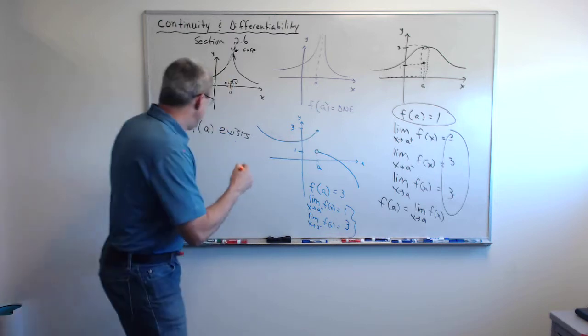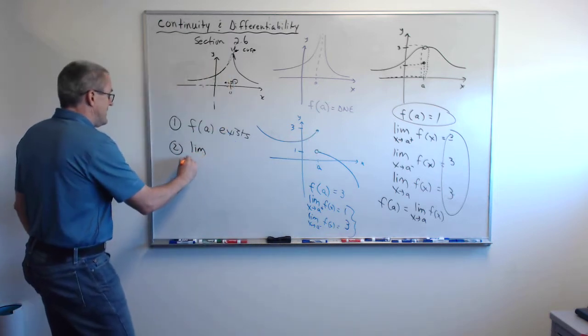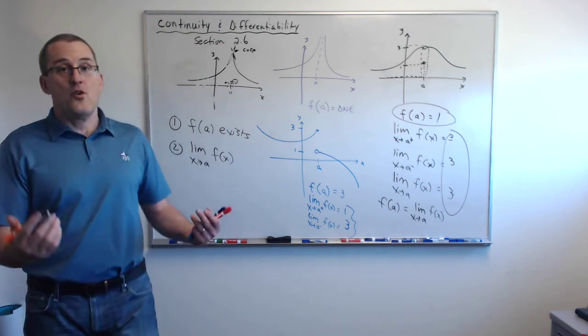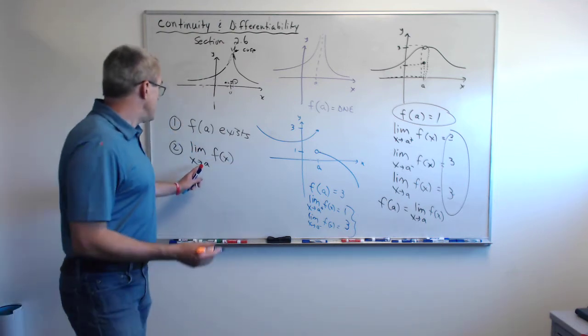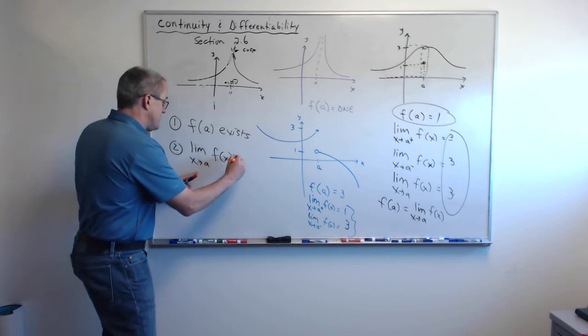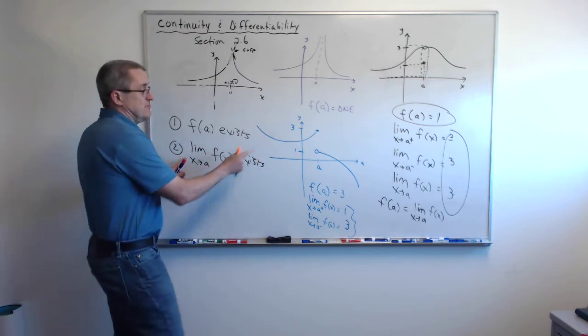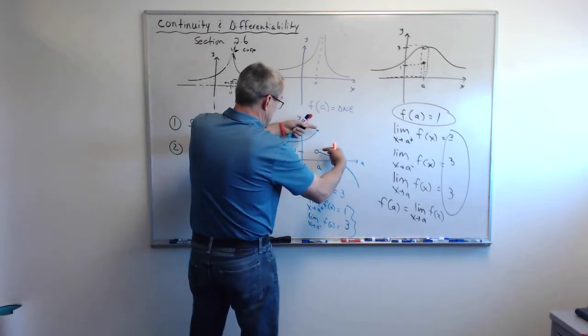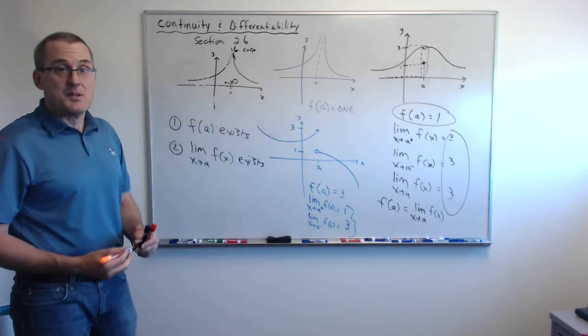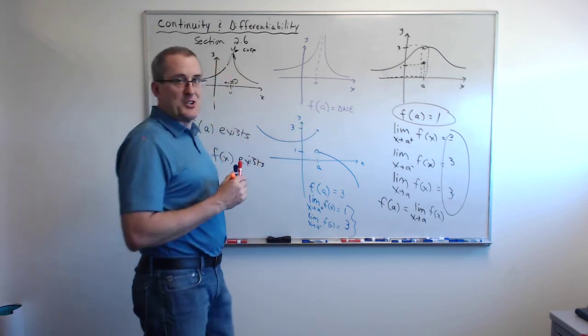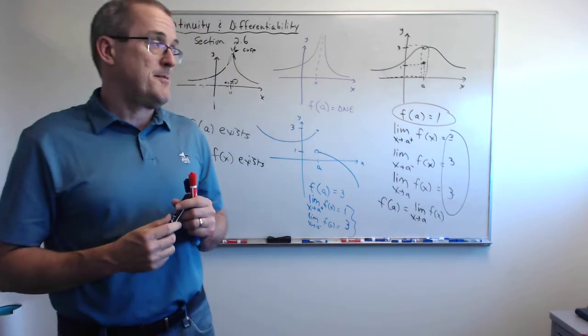Second thing, perhaps the function exists at x equals a, but there's still a discontinuity. Why? Maybe it's because the limit as x approaches a does not exist. So in order for a function to be continuous at x equals a, this has to be true and this has to be true. If this isn't true, like in this case, the limit does not exist, then the function is discontinuous at x equals a. And again, if the function is discontinuous, the function is not differentiable at x equals a.